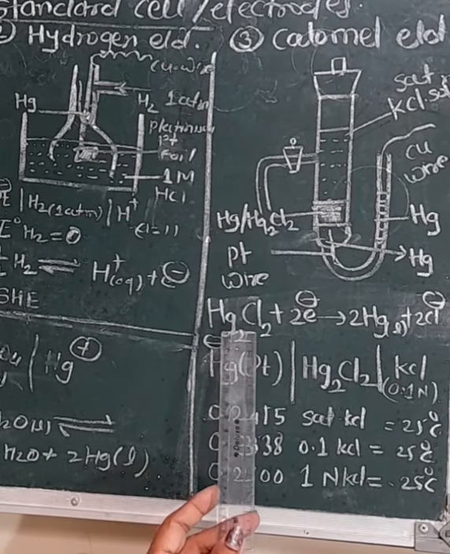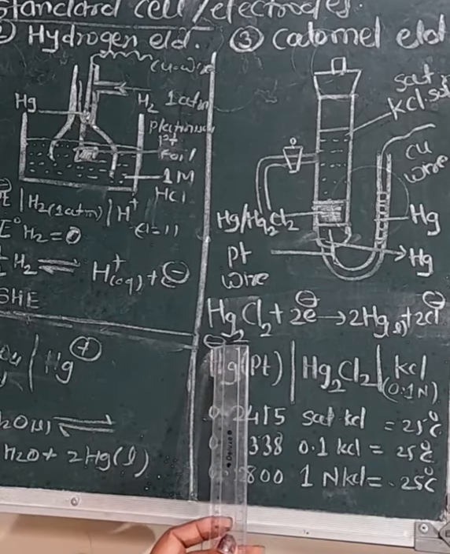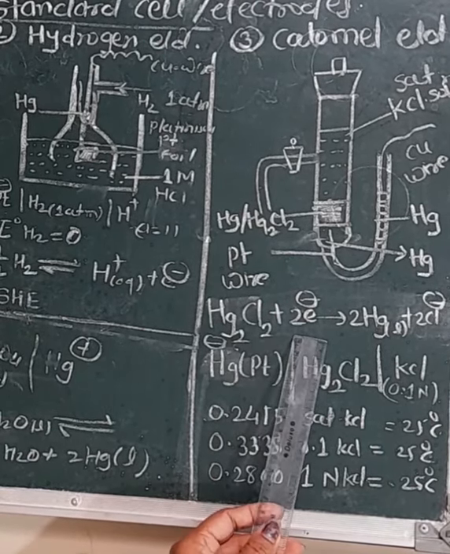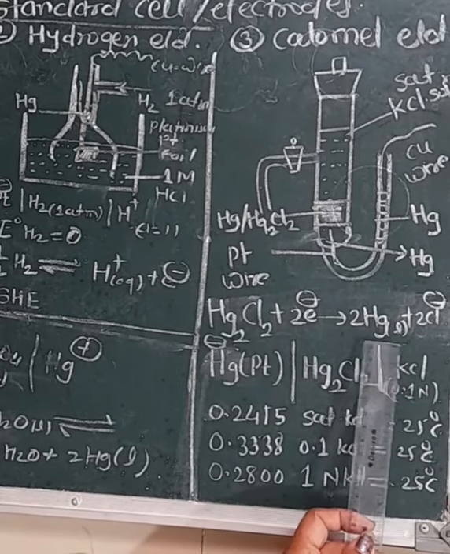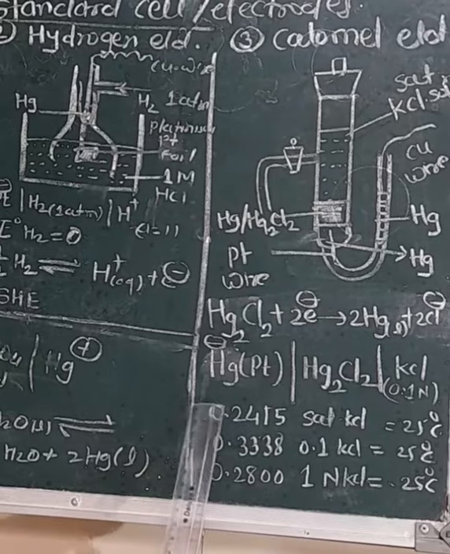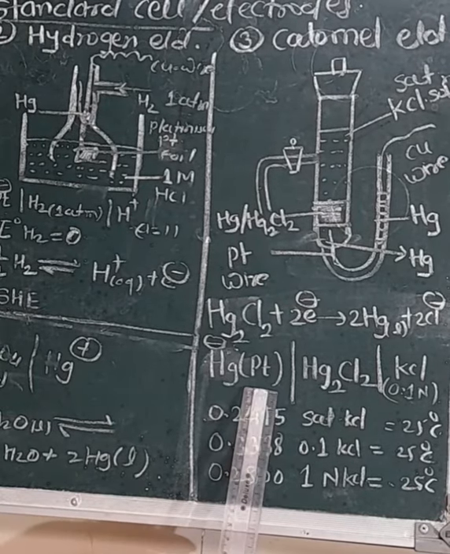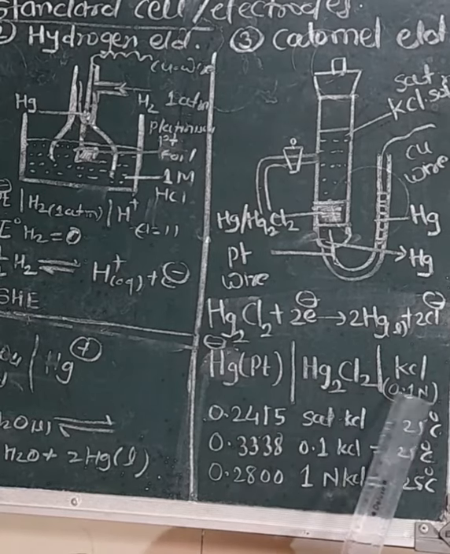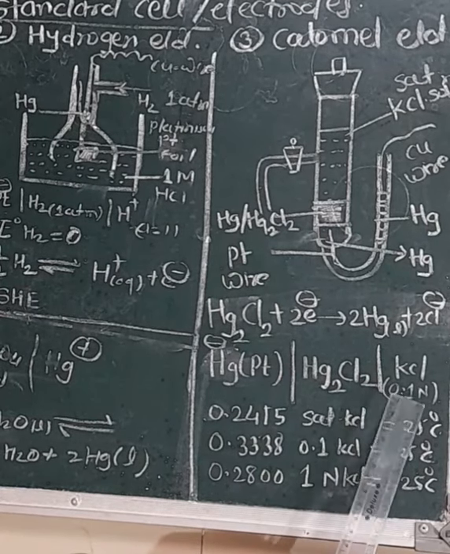This is the cell reaction. It is the electrode reaction: Hg2Cl2 absorbs 2 electrons and gives 2 mercury and 2 chloride ions. So friends, this is the electrode representation: Hg, platinum, Hg2Cl2, KCl 0.1 normal or saturated.